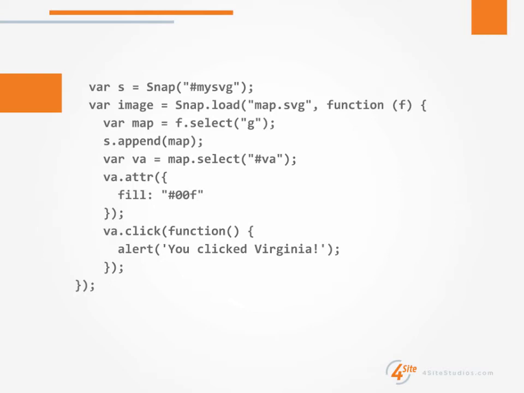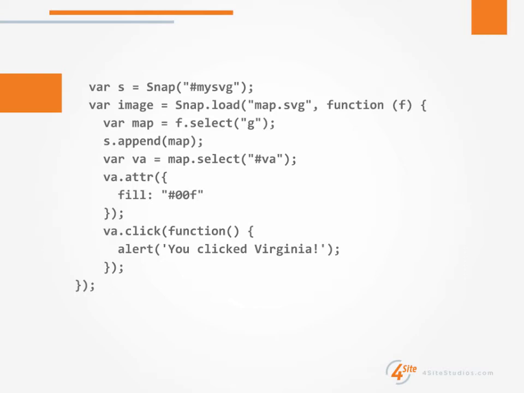So there's a load method. And we just give it the file name. And then there's a callback function that tells Snap what we want to do with the file once we've loaded it. So what I'm doing here is I know that this SVG has a group wrapped around everything called G. So I'm selecting G, and this is what Snap.svg calls a fragment. So that's the fragment that I'm going to be working with. I'm calling it map. And then I'm appending map to my canvas, S.